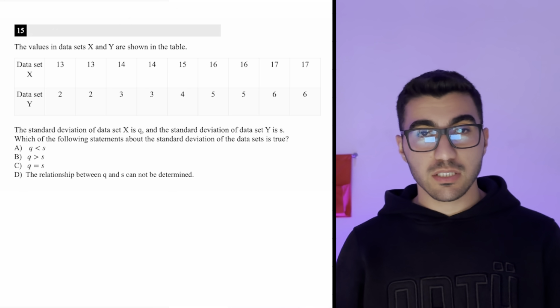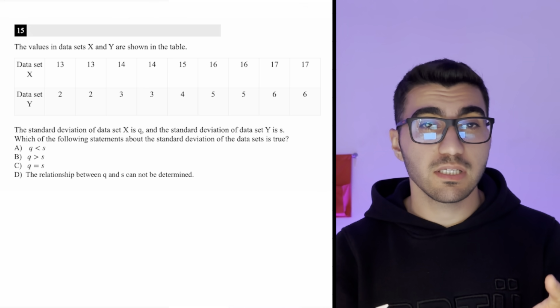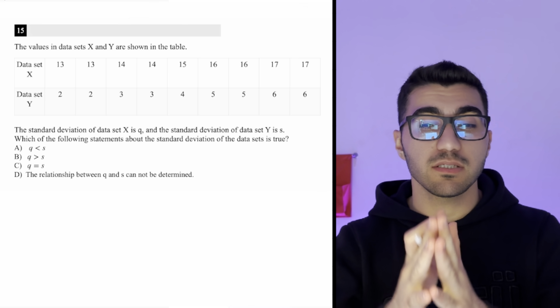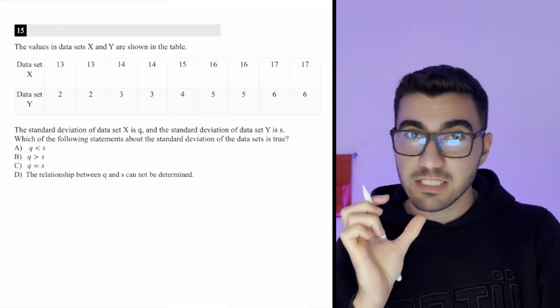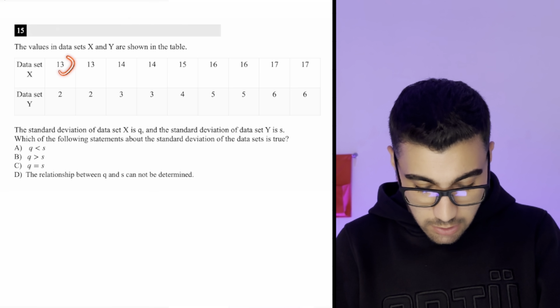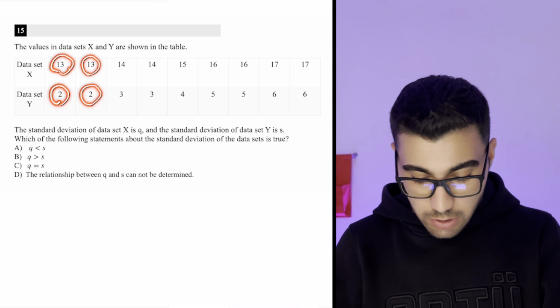So standard deviation, as you know, is how spread the data are from each other. It doesn't matter the value of the data. The only thing that matters is how far these data are from each other. So I'm going to just check the distances between the values. Starting from 13, starting from 2. Then I go 13, nothing changed. Then I go 2, nothing changed.